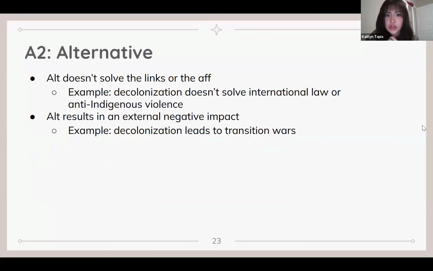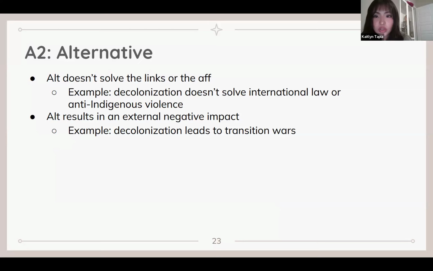Okay, in response to the alternative, the AF can say that the alt does not solve, right? This is called a solvency deficit, and it can say that it doesn't resolve the negative's links or it doesn't solve the affirmative's advantages. So for example, if the alt is material, such as decolonization, the AF can say it doesn't solve for protection of international law or it doesn't actually solve for anti-indigenous violence, which says that it doesn't solve for the AF or it doesn't solve for the neg's impacts.